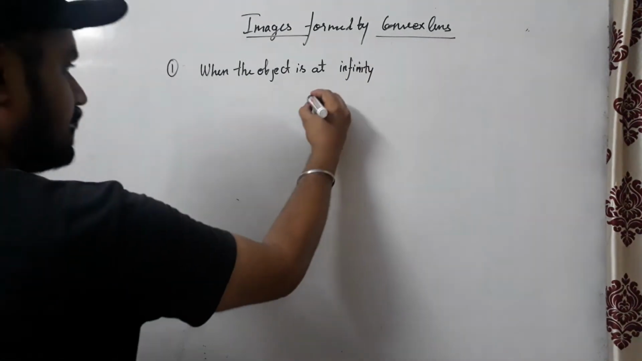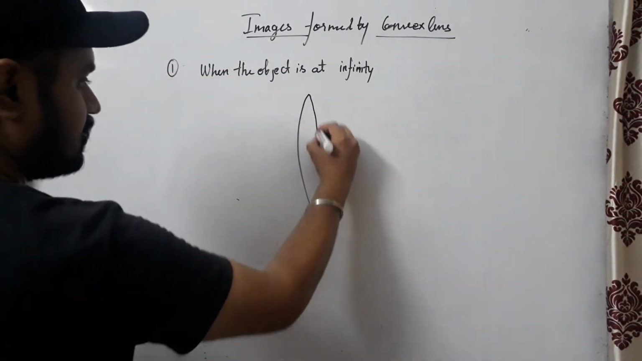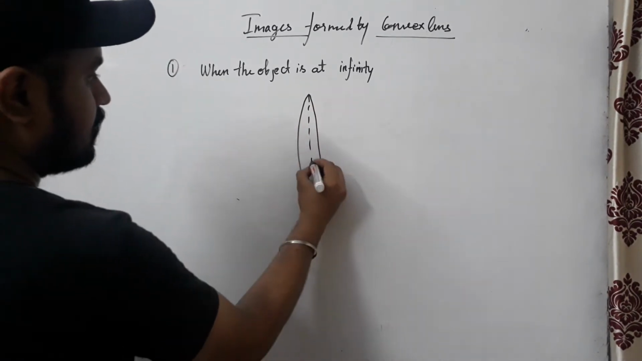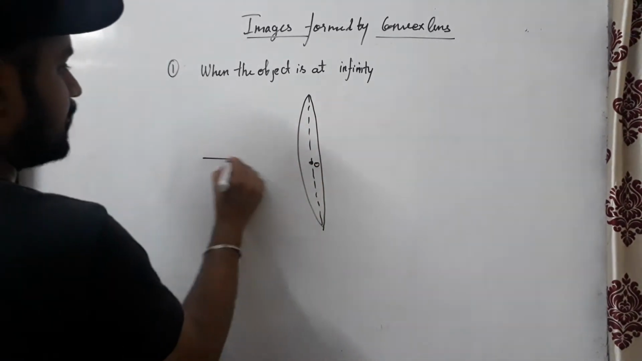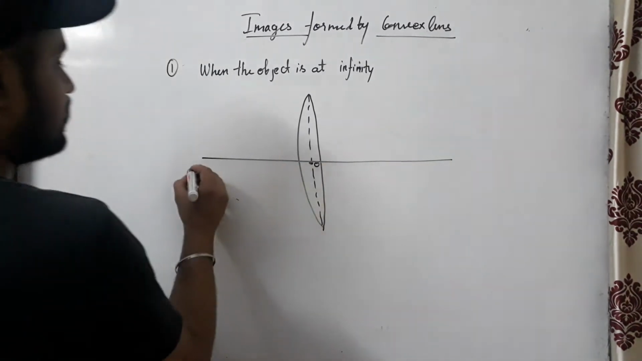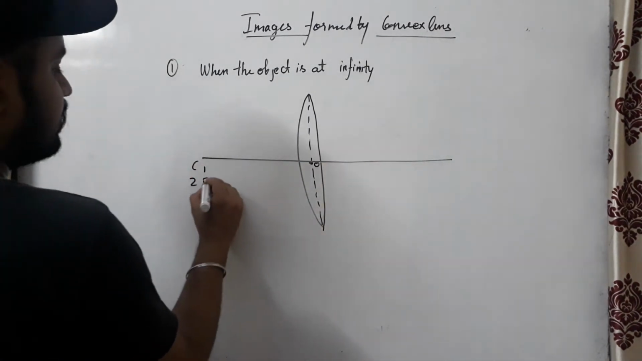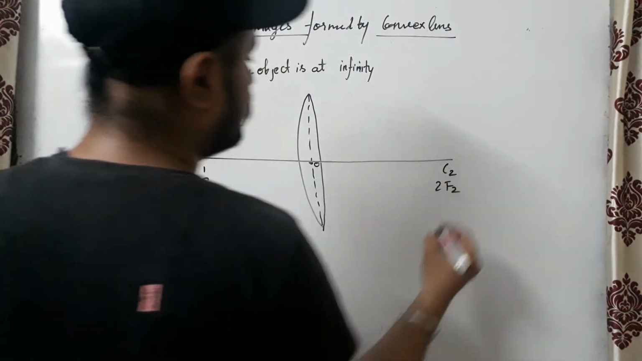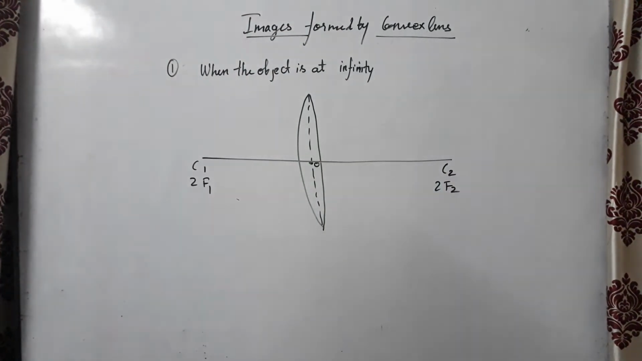Now this is our convex lens. This is the point optical center. This is our principal axis. This is our point C1, 2F1, F1, and C2, 2F2, F2.